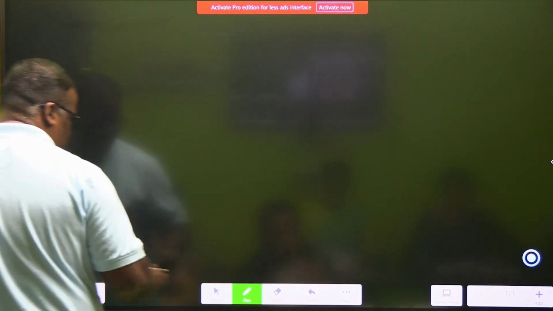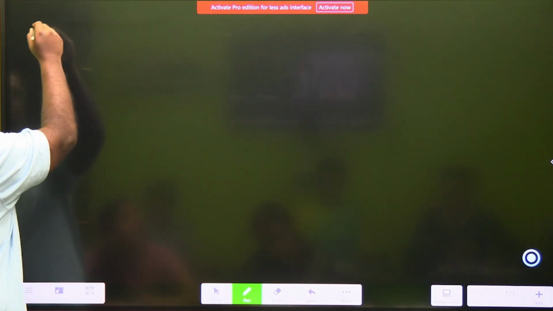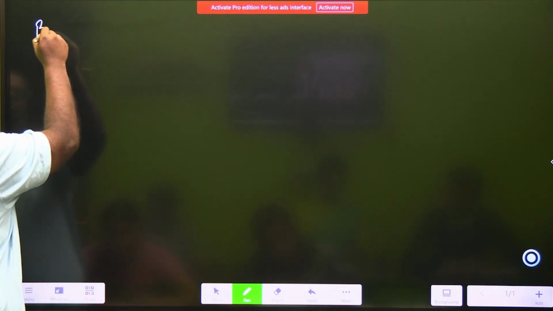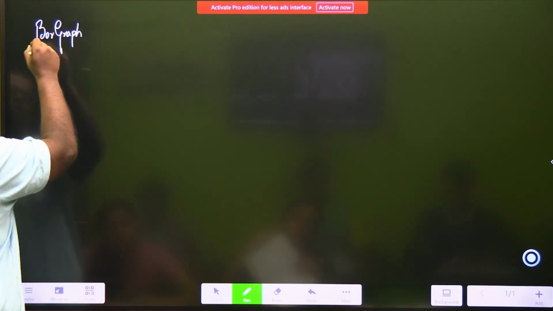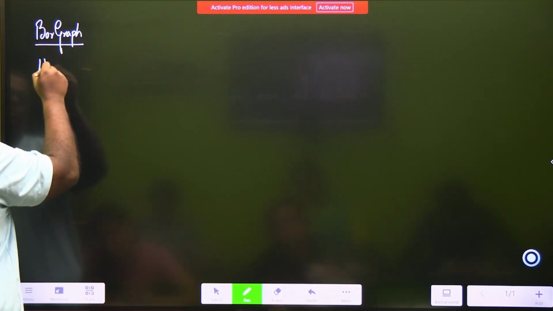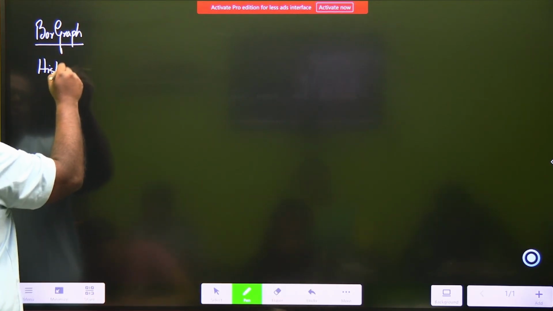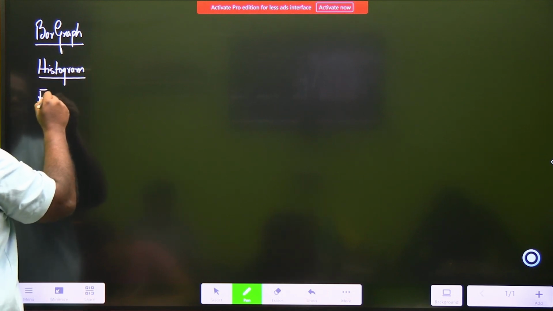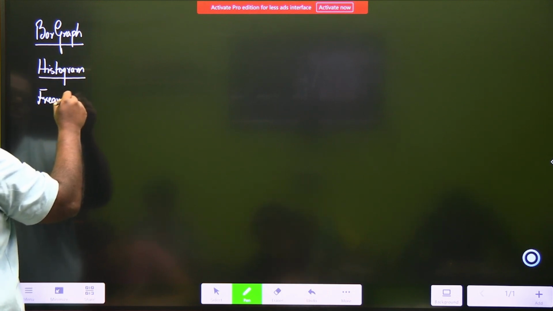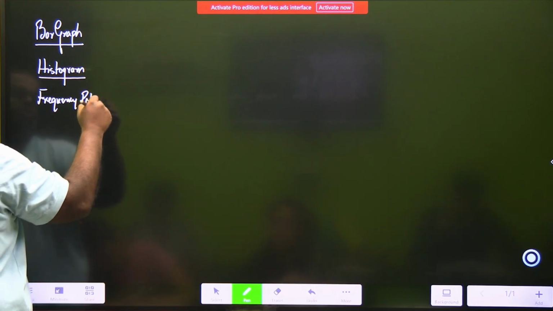So go straight to the point. We will be learning three items. One is known as bar graph, where I'll spend very less time. You already know what a bar graph is. Then you will study something called a histogram. And you will also study something called a frequency polygon, which is actually a takeaway of histogram.